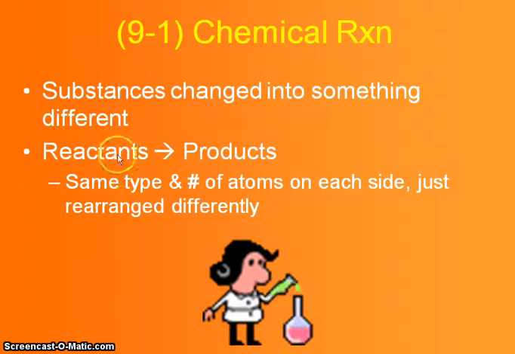So the thing we need to make sure of is that when we're writing a balanced equation that we include the same type and number of atoms on both sides of the equation. They're just going to be rearranged in a different order. That will allow us to observe the law of conservation of mass, meaning that no elements are created or destroyed throughout this particular equation.